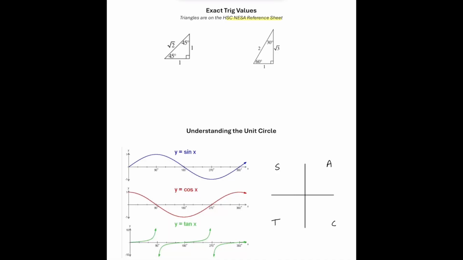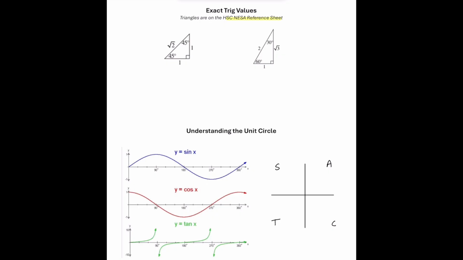Looking at angles of any magnitude, but before we delve into that, we're going to remind ourselves of what exact trig values are, as well as understanding the unit circle. So the first thing is that we have our two triangles here that are on our NESA reference sheet, and we use these to find exact trig values. So we have our first triangle with two 45-degree angles.